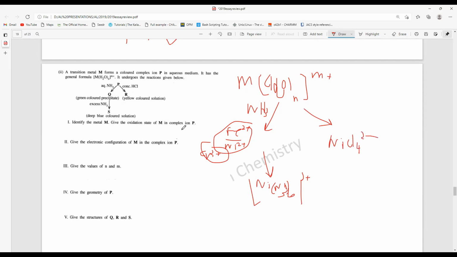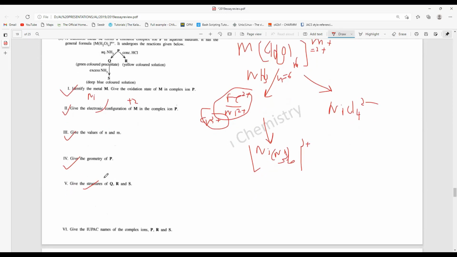Identify M, give the oxidation state of M in complex ion P. So M is nickel. What is the oxidation state here? Nickel forms with H2O the hexaaqua 2 plus, right? So n is equal to 6, m is equal to 2, and the oxidation state of M is 2 plus. These are very simple things you can write down. Give the geometry of P. P has octahedral geometry, so you have to give the geometry that is octahedral.